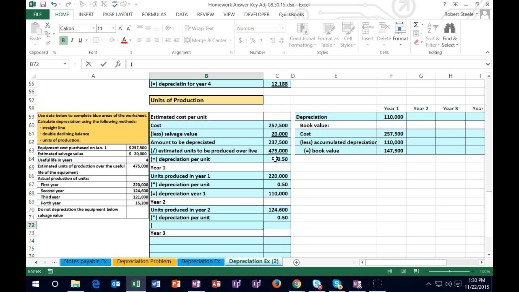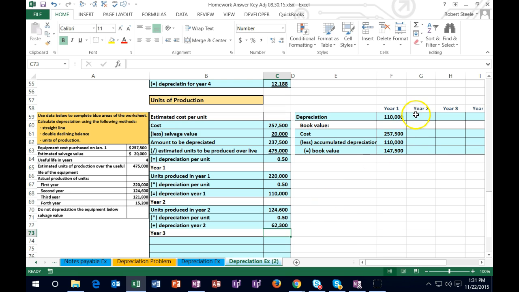That will equal depreciation for year 2. So I'm going to multiply that out. I'm in cell C72. I'm going to say equals the 124.6 times the 50 cents per unit, and depreciation for year 2 is 62.3.